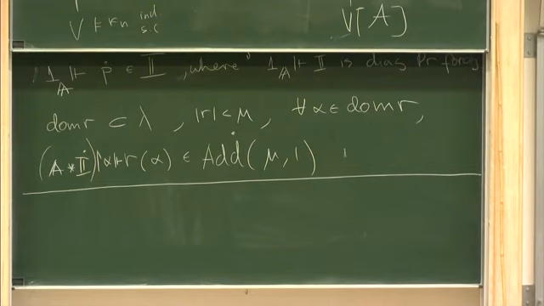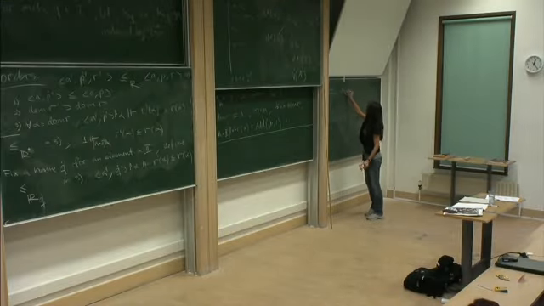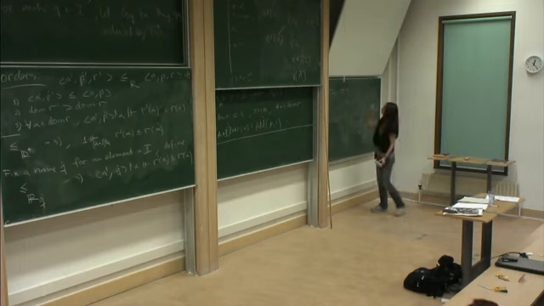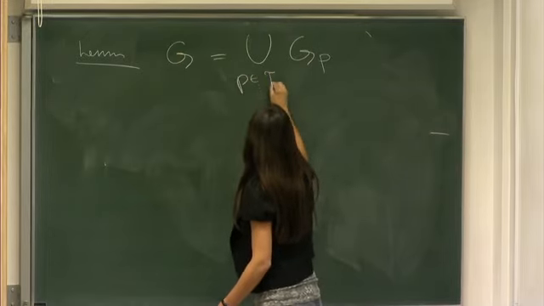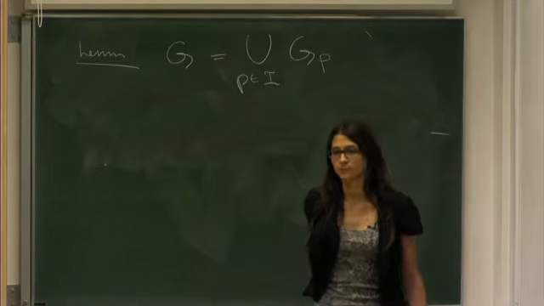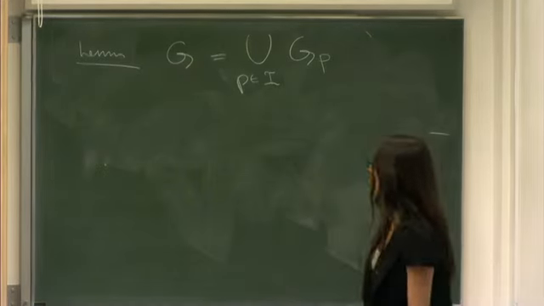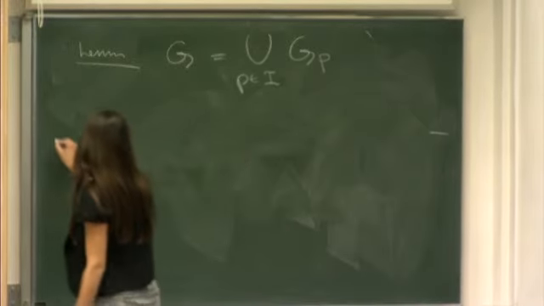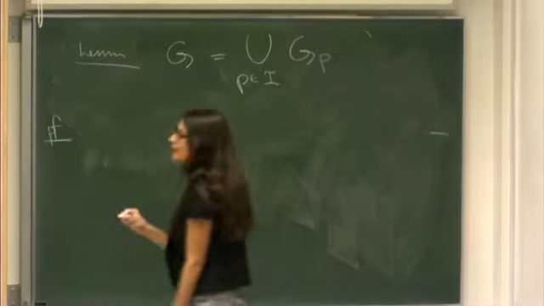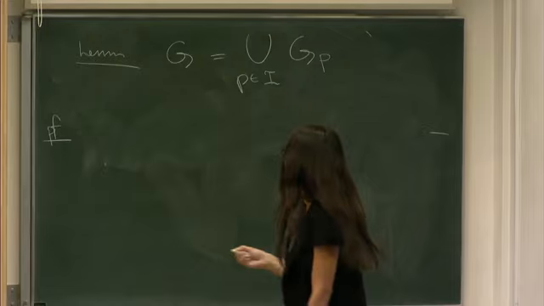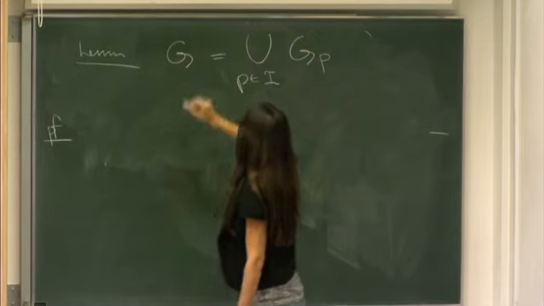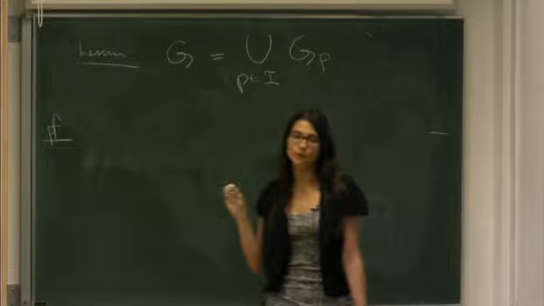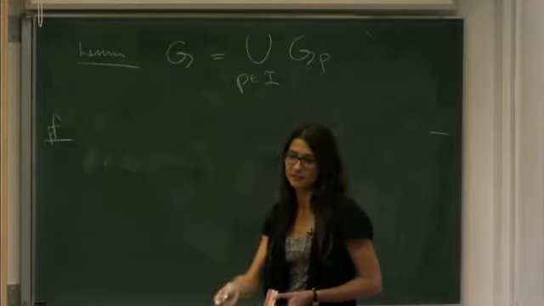And the following observation is a nice lemma. When I said that the intermediate models approximate the main model, it turns out that actually G, the generic, is the union of G_P for P in I. Why? Well, proof: it's a density argument, kind of playing around with the names. This direction certainly follows, because all those projections are witnessed by the identity.